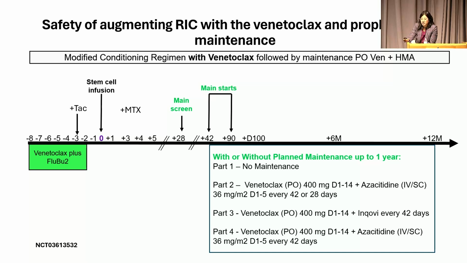As we got pharma support, we were able to add on maintenance in part 2, which was Venetoclax plus azacitidine, and then we were able to give Inqovi plus Venetoclax with additional pharma support. And because of the recent Tian study altering our standard of care for RIC, we now have an ongoing PTCY cohort with continued azacitidine Venetoclax maintenance.